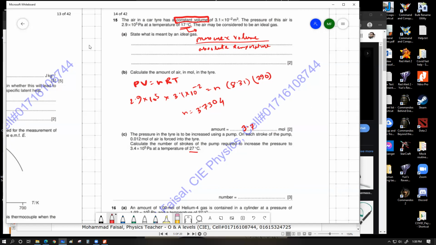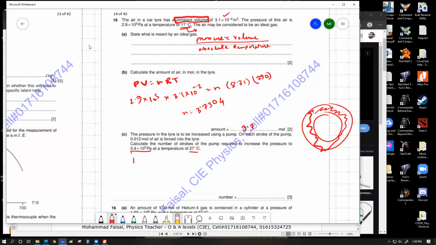So here is the deal. We are trying to calculate how many strokes we require to get this variable. Let's assume that we did all the required number of strokes, and currently the whole tire is filled up with gas with this specification. This is the new pressure. This is the volume, which is constant, and this is the new temperature. So let's calculate how many moles of gas should be within the tire once the pumping is done.